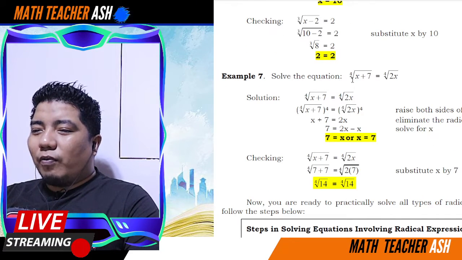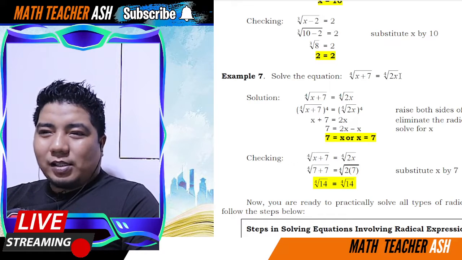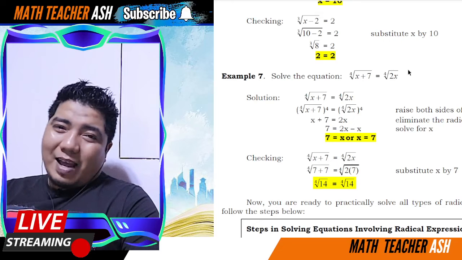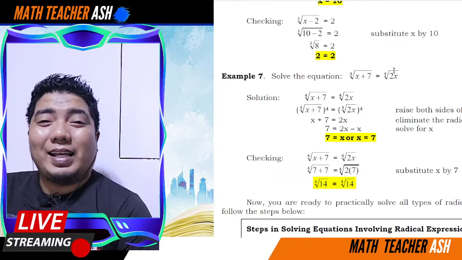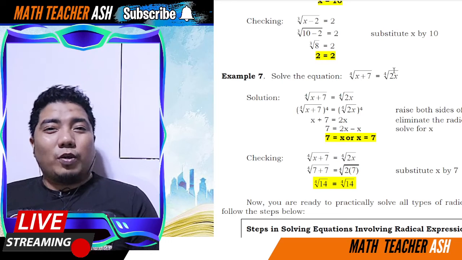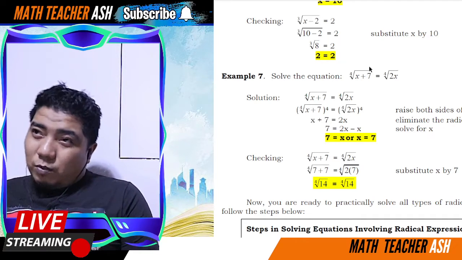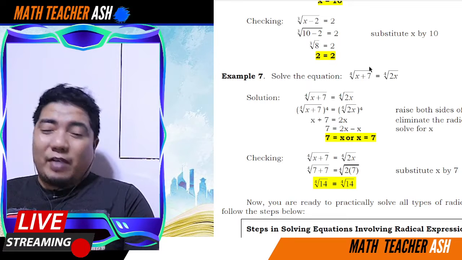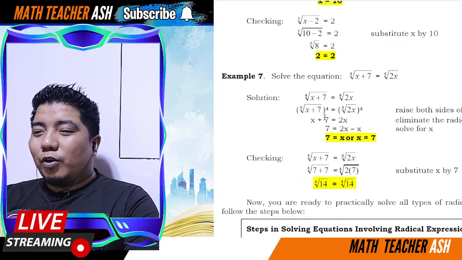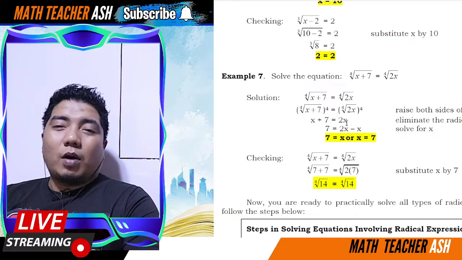Ganun lang din, kung fourth root of x plus 7 is equal to the fourth root of 2x, ang gagawin mo lang dito is, of course, since the left and the right side are already in its simplest radical expression, what we need to do in order to eliminate the radical sign is to use the power of 4 in the left and the right side of the equation. So magpo-4th power tayo dito. So 4th power sa left, 4th power sa right, cancel this, bringing down our x plus 7.